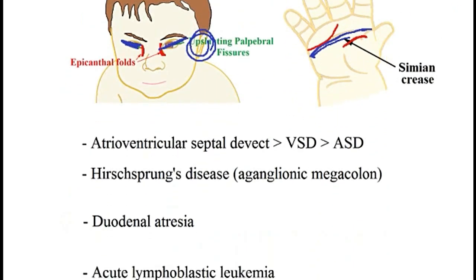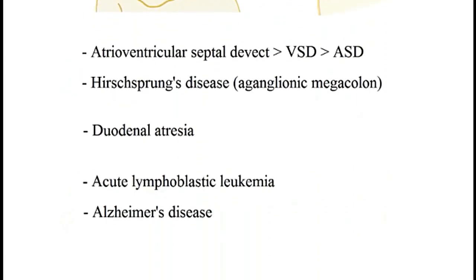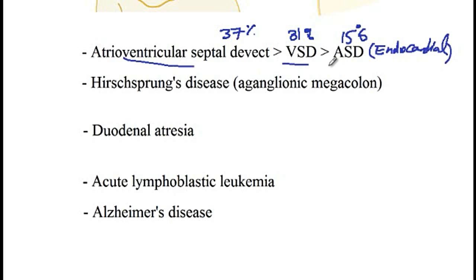The other findings that are usually present in Down syndrome include atrioventricular septal defect in about 37% of the patients, ventricular septal defect in about 31% of the patients, and atrial septal defect in 15% of these patients. So these defects are due to the failure of neural crest cells to migrate, and thus since there is a problem with endocardial cushions, then there would be lack of these septums in the heart.